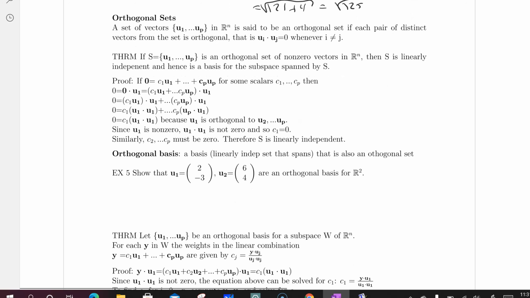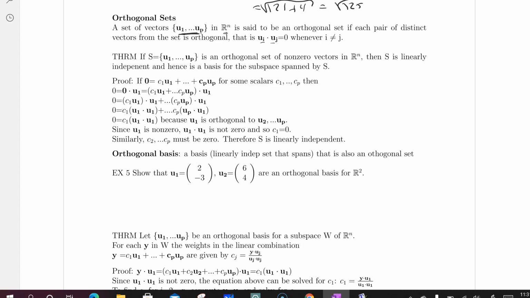Okay, so let's talk about when two vectors are orthogonal. If I've got a set of vectors, u1 all the way up through up, so a set of p vectors in Rn, they are orthogonal if each pair of distinct vectors from the set is orthogonal. So no matter which two I pick and I do the dot product with each other, not itself, but with each other, every single one of them, the dot product is 0.